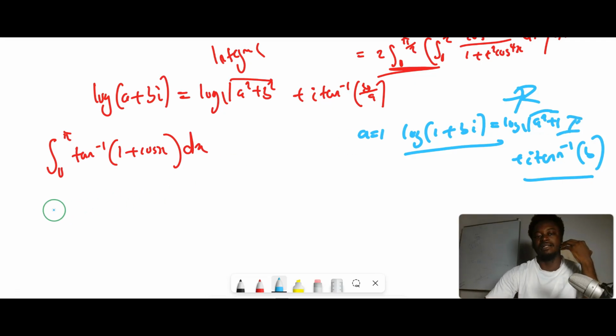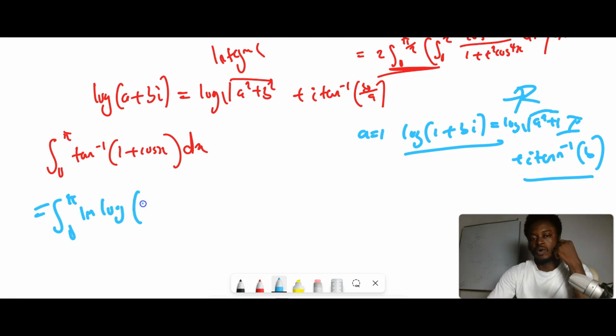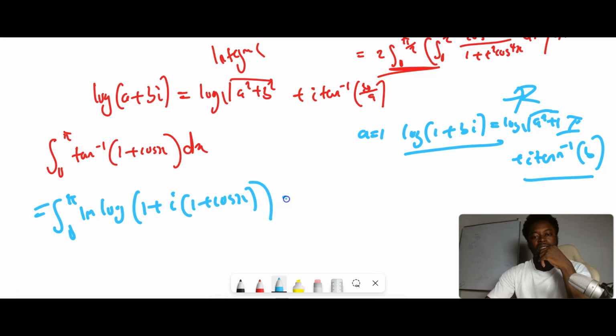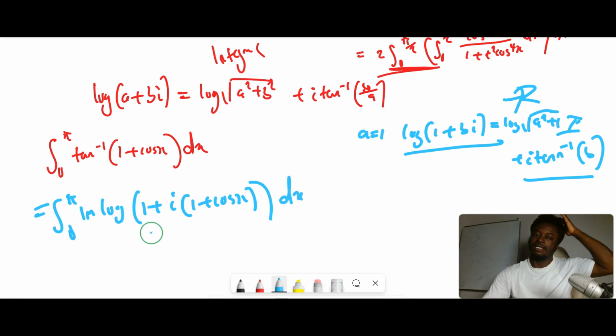So this is the integral from 0 to pi of the imaginary part of the logarithm of 1 plus i times 1 plus cosine of x dx. So the imaginary part of this logarithm expression is equal to tan inverse of 1 plus cosine of x, and we're going to use this fact to solve this integral.